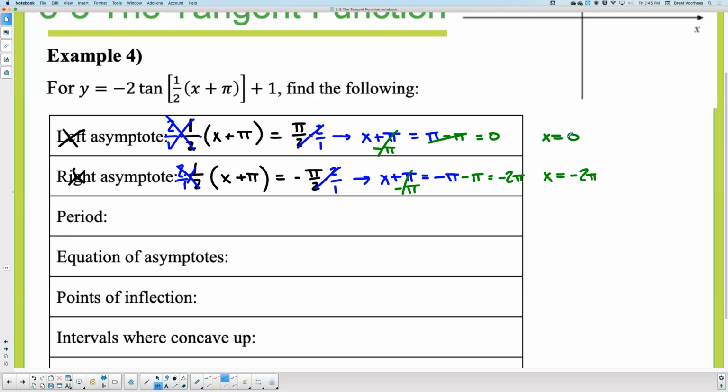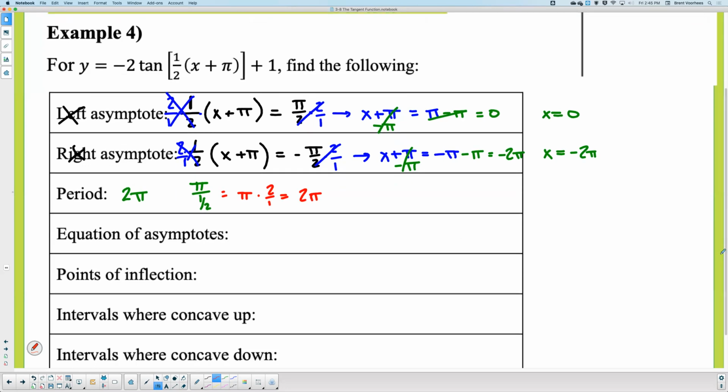So what's the period? How far apart are these? 2 pi. Now remember, you could use the formula pi divided by b, which means it's pi divided by 1/2. Dividing by a fraction is the same thing as multiplying by the reciprocal. And so you could get 2 pi that way as well.